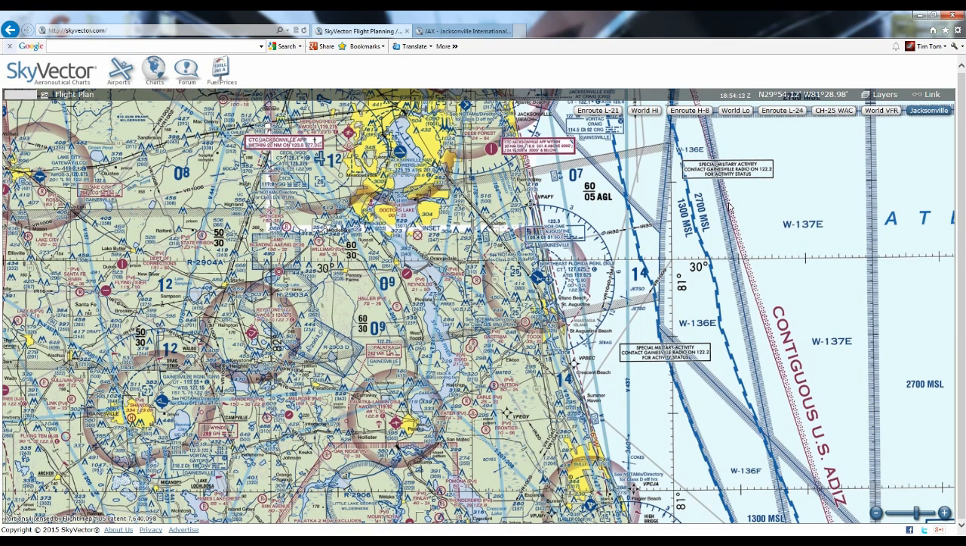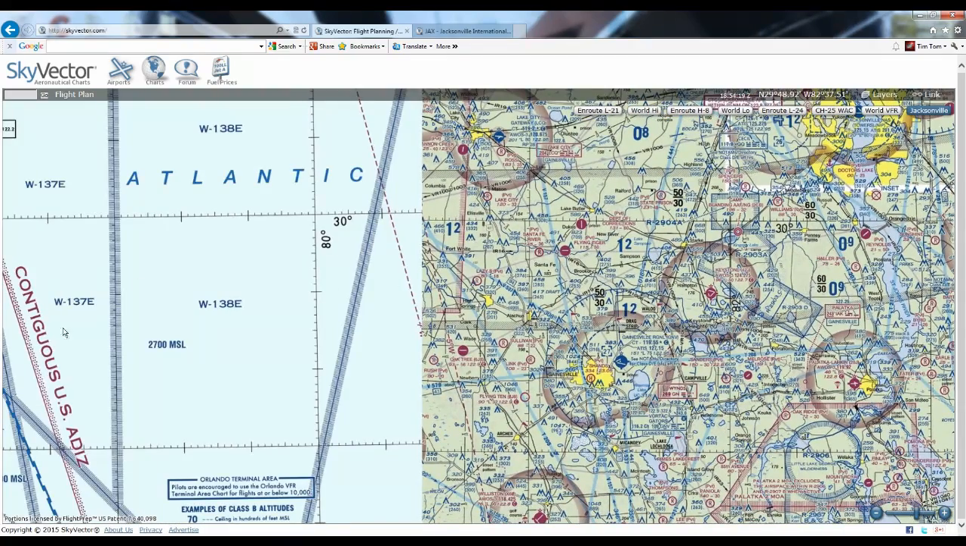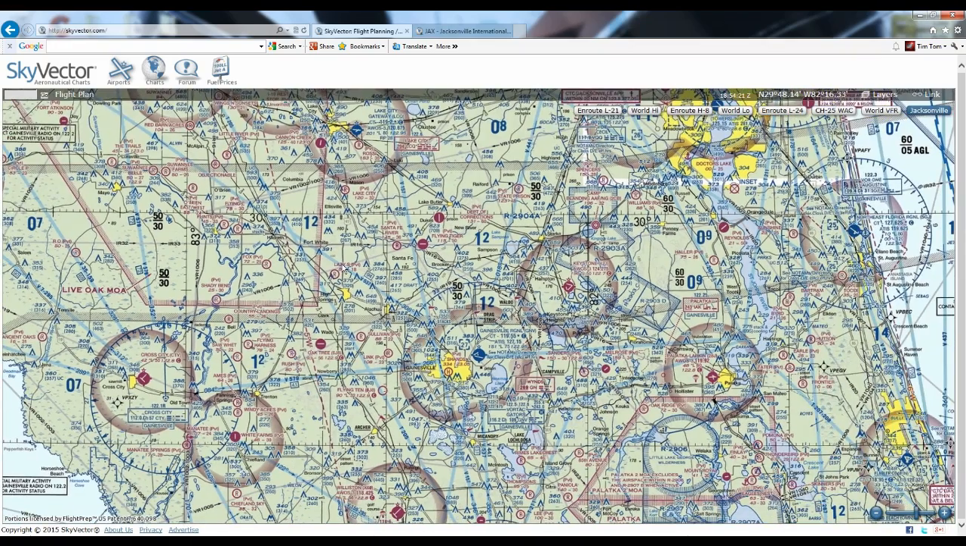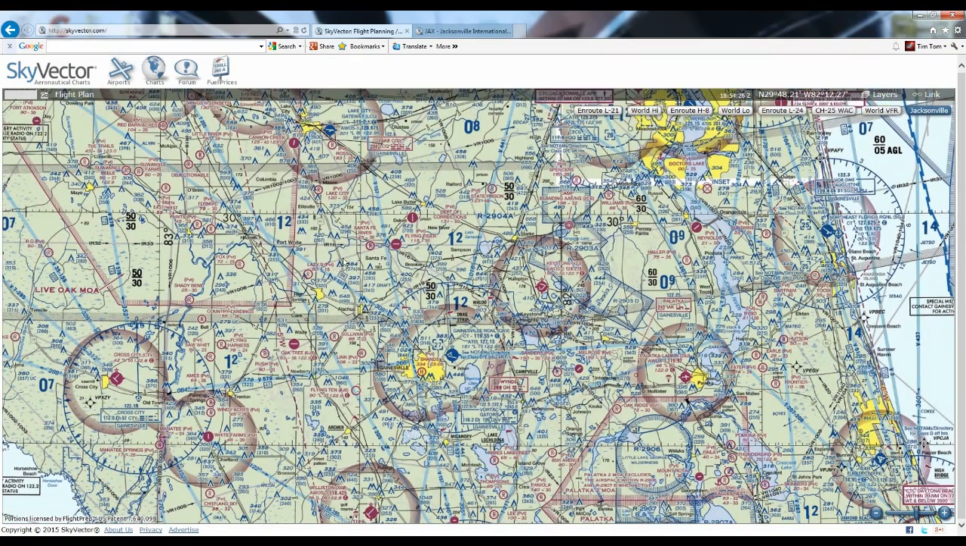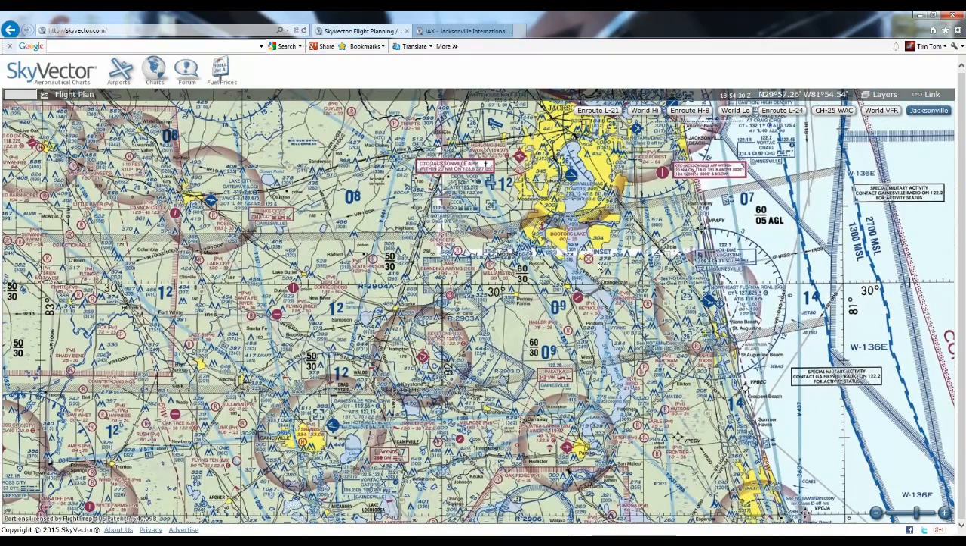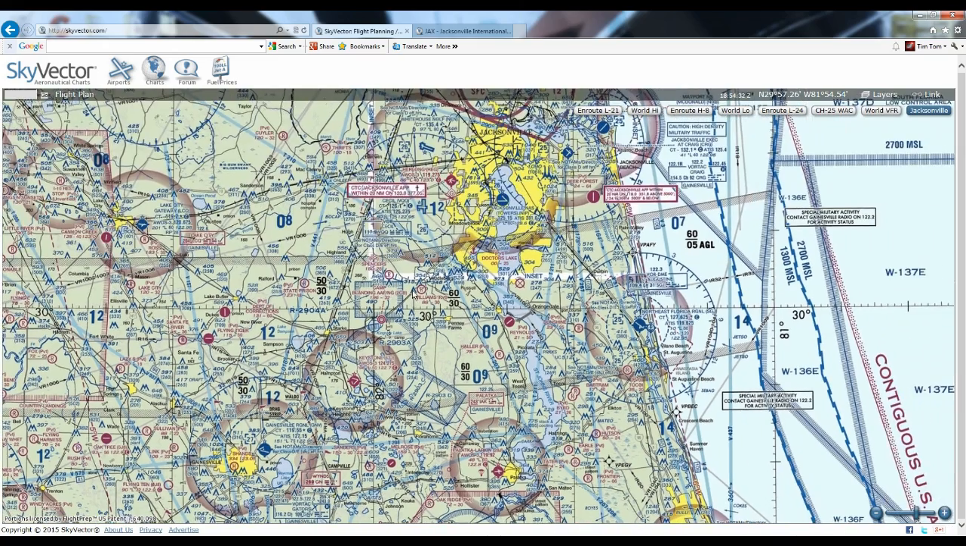What I think this is to let you know that high-speed military traffic may be transitioning from one warning area to the other along here. I'm pretty sure that's what that indicates. I'm not really sure, because this is kind of new to me. When I was learning to fly, this was not a thing, but now I see it is.